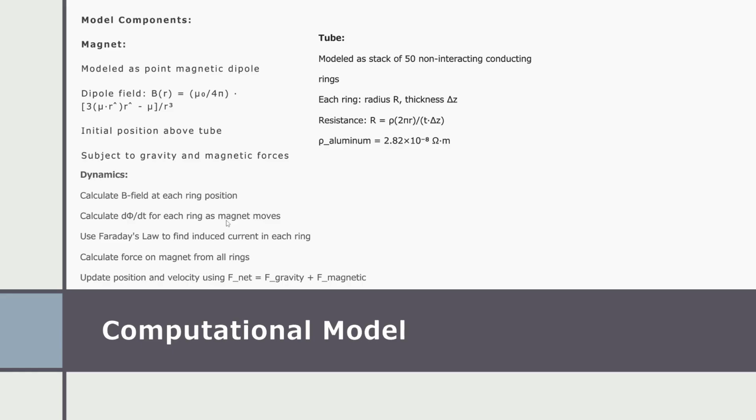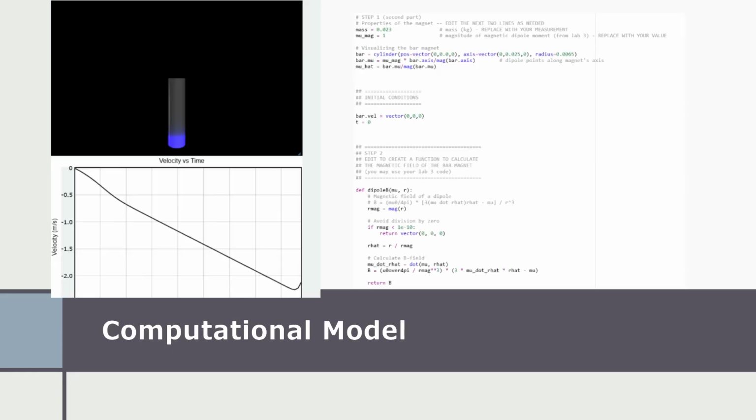And then for the dynamics, as you can see here, we had to calculate the magnetic field at each ring position, and then also calculate the magnetic flux over time for each ring as the magnet moves, and use Faraday's law to find the induced current in each ring. And then using that to calculate the force on the magnet from all rings, and then update the position and velocity using F net. Here is a picture of the model visualization, and then here's the code on the right as well.